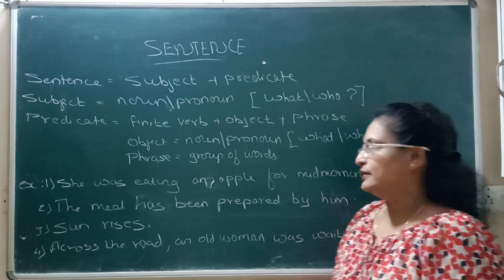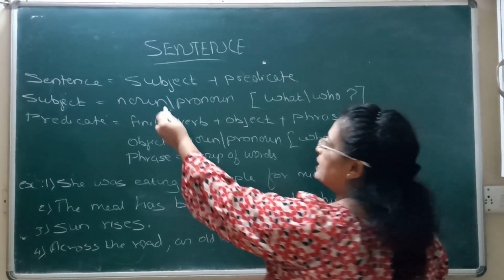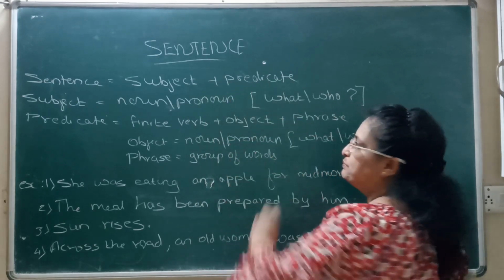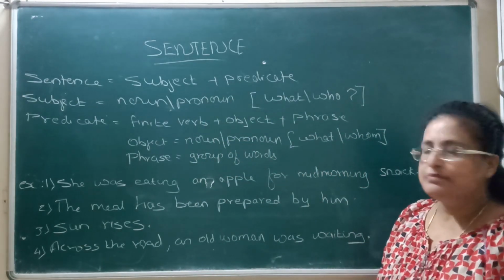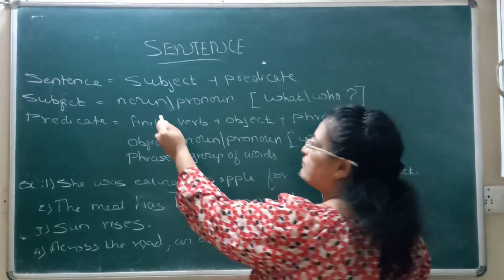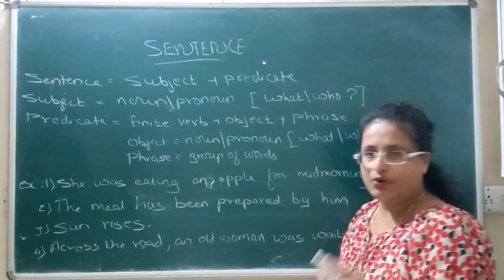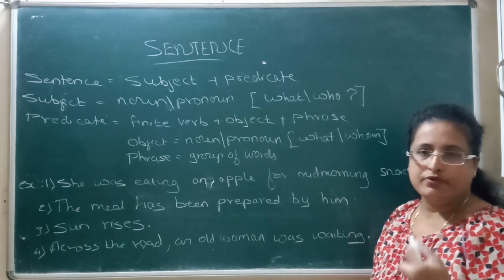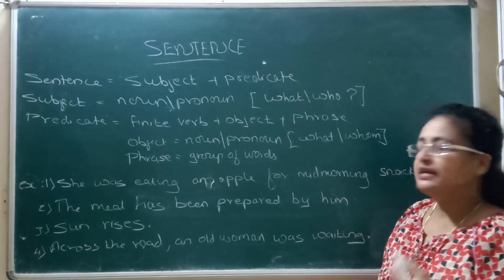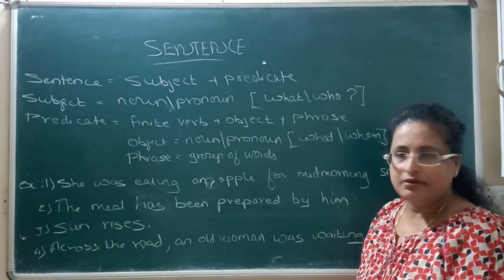Let's continue now. As you all know, a sentence is made up of a subject and predicate. Now what is a subject made up of? Subject is made up of either a noun or a pronoun. Noun and pronoun, we have all done this. Noun is a name of a person, place, animal or a thing. Pronoun, instead of a noun, is what you use.